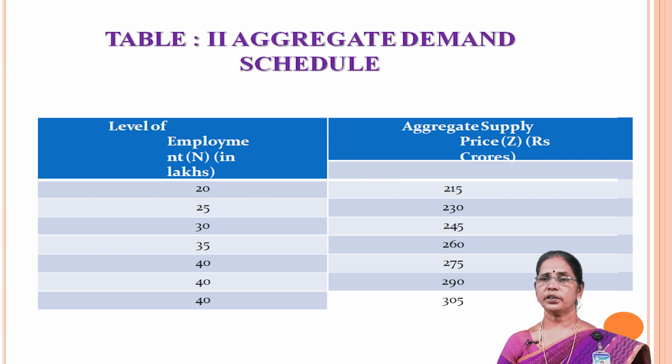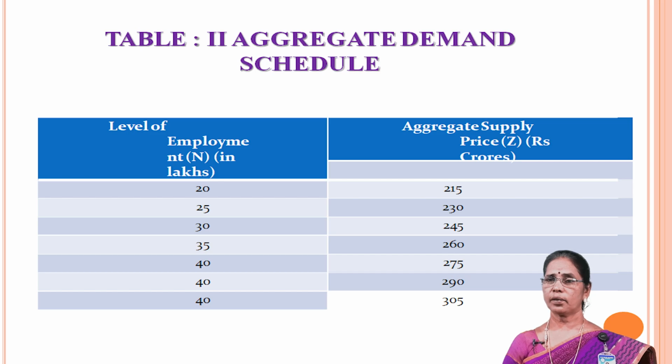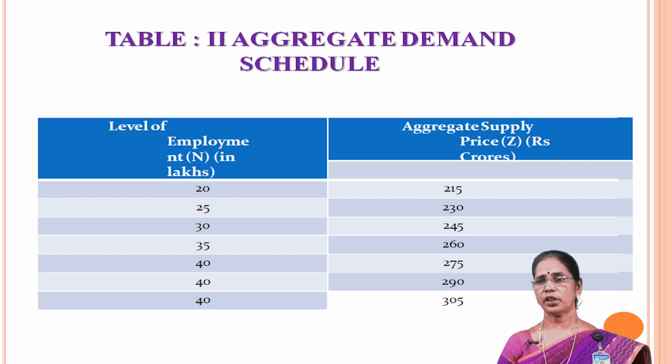Then the other component, aggregate supply price. It is increased from 215 to 305, that is 215, 230, 245, 260, 275, 290, 305. The aggregate supply price gradually increases from 215 to 305.